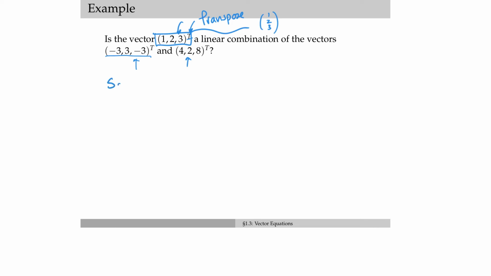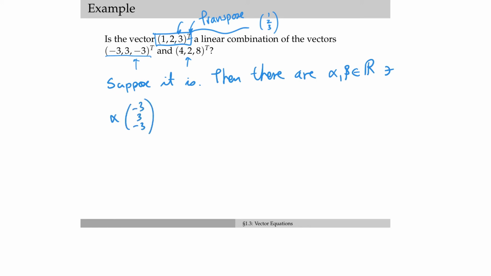Well, suppose it is. Well, what does that mean for us? That means there are constants, alpha and beta, such that alpha times -3, 3, -3, plus beta times 4, 2, 8, must equal 1, 2, 3.